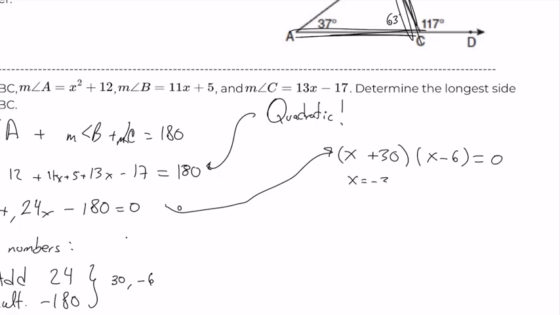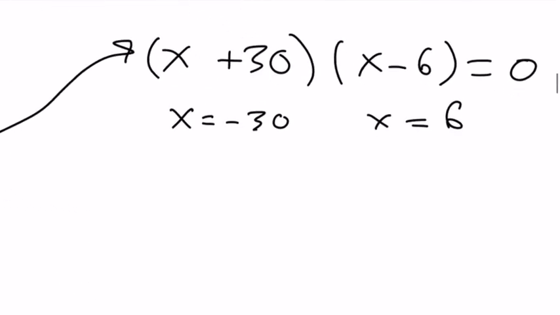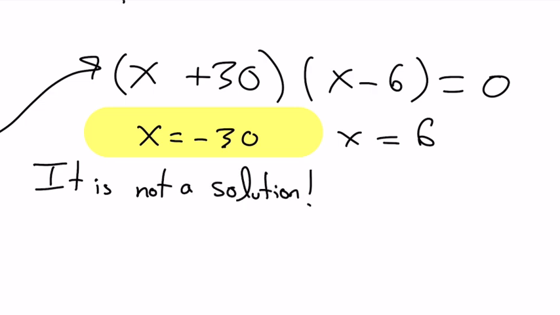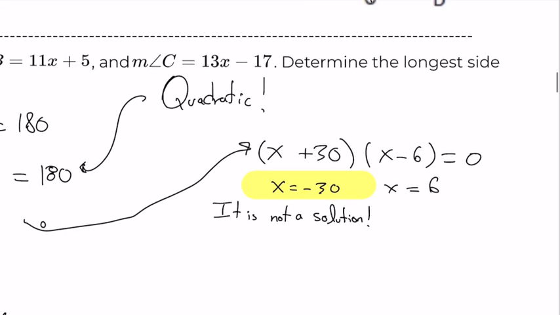From here, I have two equations. I have x equals negative 30, and x equals 6. This is the hardest problem, not because it's truly tricky, but because it has a lot of details. So, for example, this solution, negative 30, is not a solution. The reason why it is not a solution is not because it's negative. It's because when I plug it in, I get a negative angle.